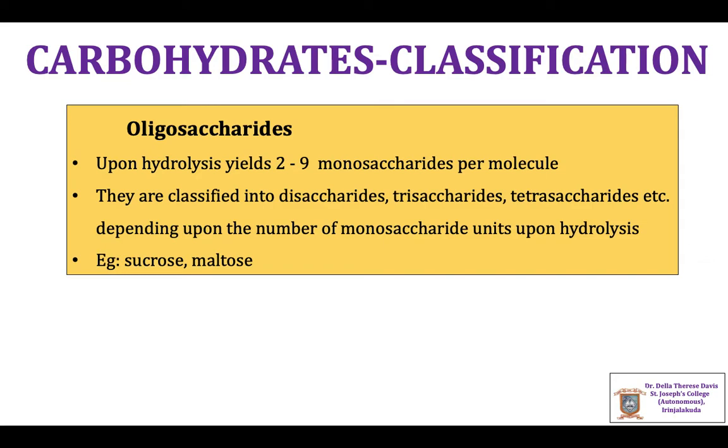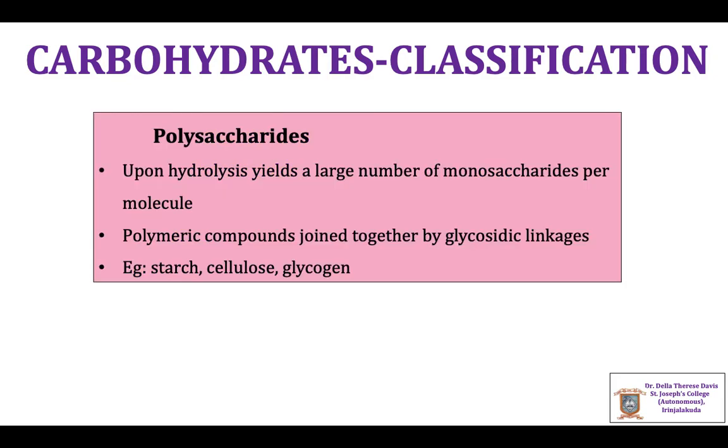Sucrose on hydrolysis gives 2 monosaccharide units, 1 molecule of glucose and 1 molecule of fructose. Maltose on hydrolysis gives 2 molecules of glucose. Polysaccharides upon hydrolysis yield a large number of monosaccharides per molecule. These polymeric compounds are joined together by glycosidic linkages. Examples include starch, cellulose, glycogen, etc.